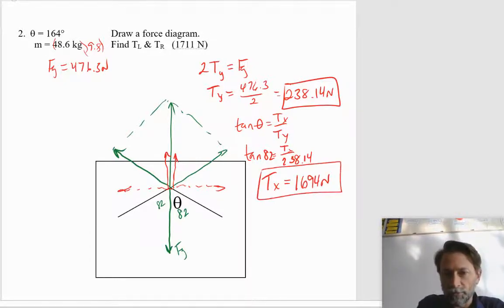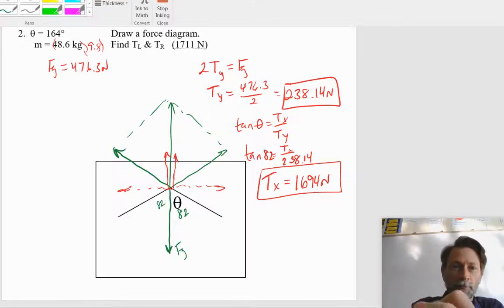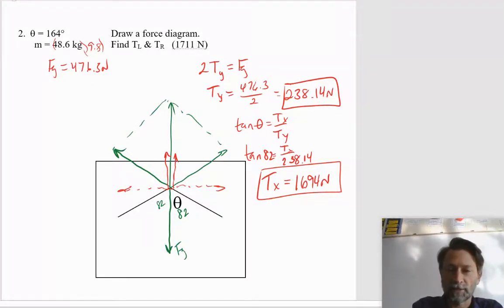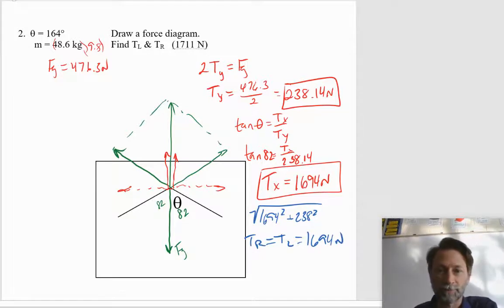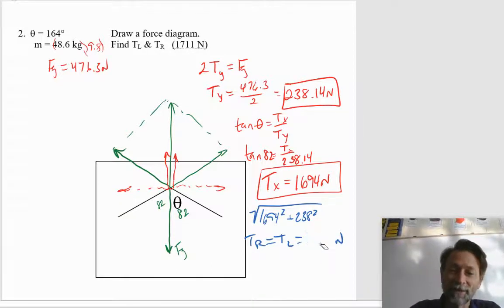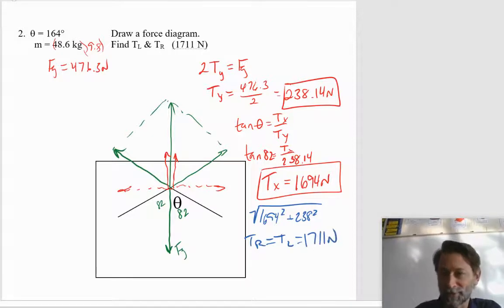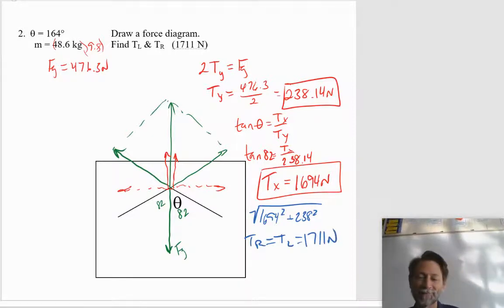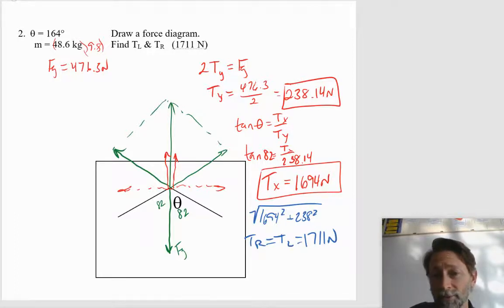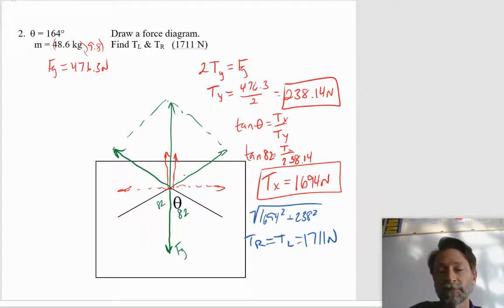Now, there are two things that I can do from that. I could do the Pythagorean theorem to find out what the actual tension left, tension right is. So I could say 1694 squared plus 238 squared, square rooted, and that'll give me a TR, which is equal to TL because they are split evenly there. And that gives me the 1694 newtons, which is the answer. I'm sorry, not 1694. That gives me the 1711 newtons, which is the answer. 1694 was the x component. The other thing I could do is I could use SOHCAHTOA using the sine or the cosine for either one of these to find that diagonal or the hypotenuse.